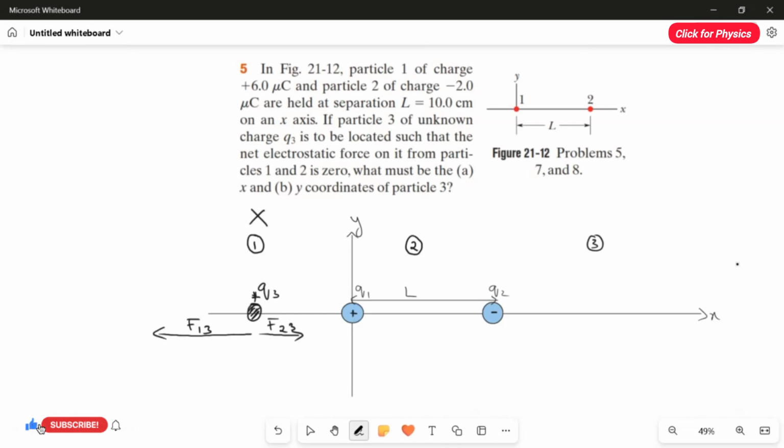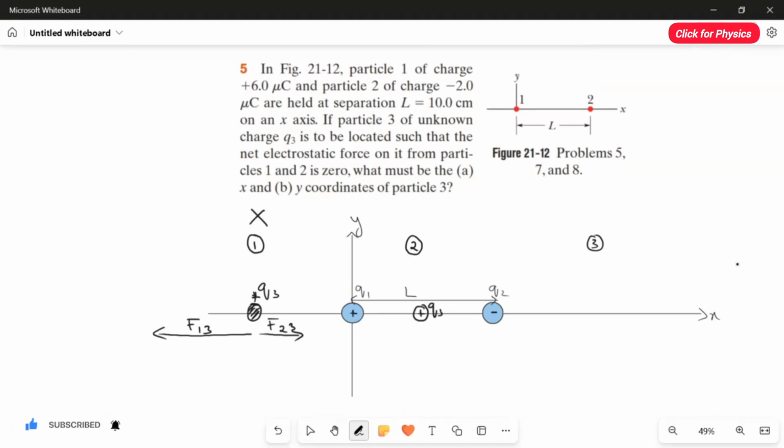Now the second option, let's check here. This is our positive charge. This is my second location. First location is not possible, right? Because it is not 0. So now I'm going to test with the second location. Let's replace our unknown third charge here. So this is our third charge, Q3.